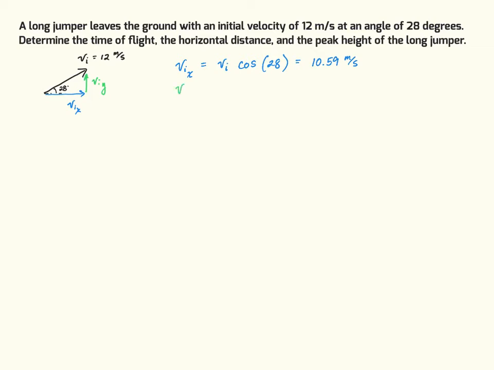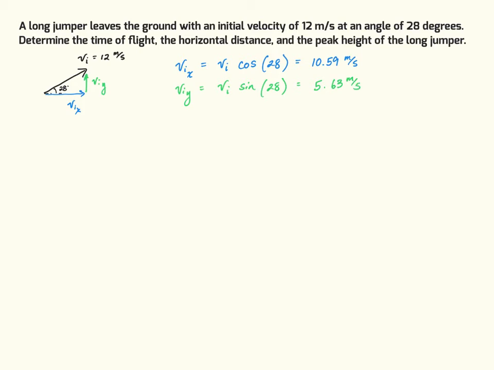Now for v initial y, we're going to be using sine, because our v initial is the opposite side from this angle. So we have v initial times the sine of 28, and we get a value here of 5.63 meters per second. So there are our components.